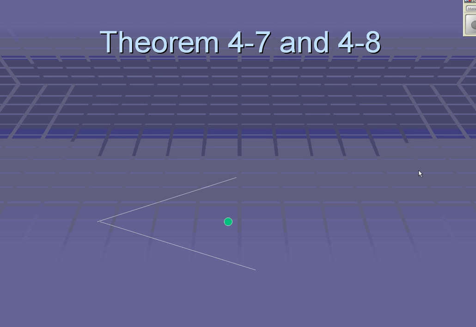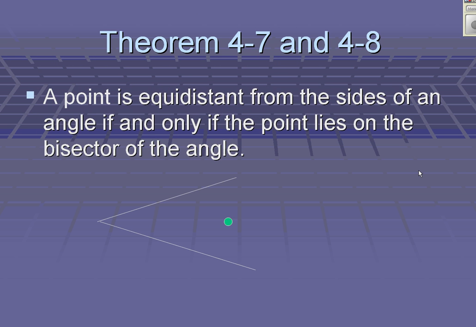Theorem 4.7 and 4.8. Again, we're combining two theorems that are converses of each other with a biconditional. And they say that a point is equidistant from the sides of an angle if and only if the point lies on the bisector of the angle. So we're saying that if we have a point that's equidistant from the two sides, remember the distance from a point to a line is a perpendicular segment, so these would have to be right angles here. Then that means the bisector is going to go through that point, the bisector of this angle. And at this time, you should try problems 8 through 10 on page 155. And that's the end.